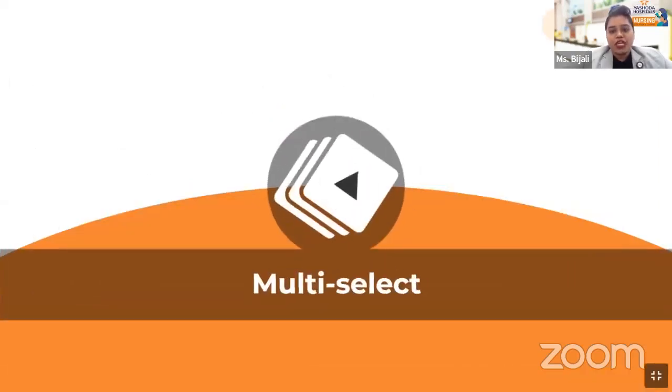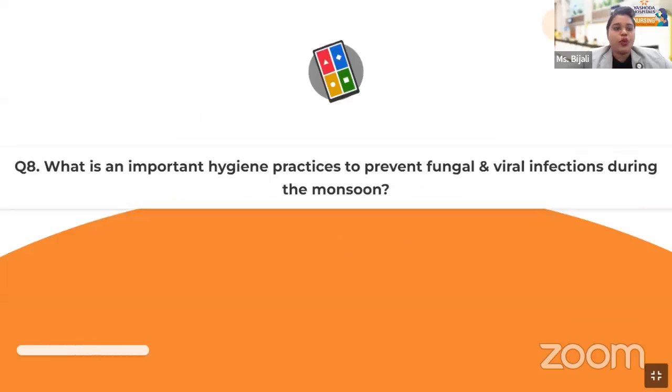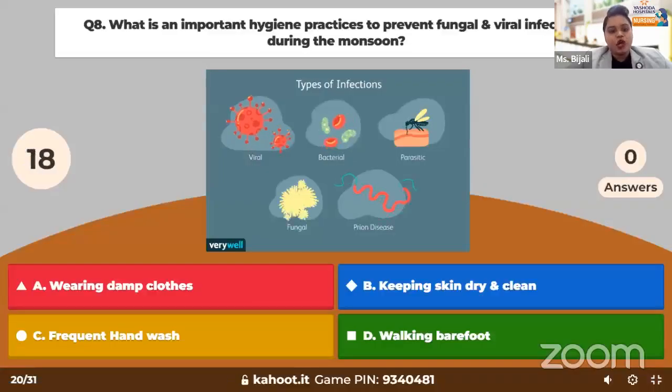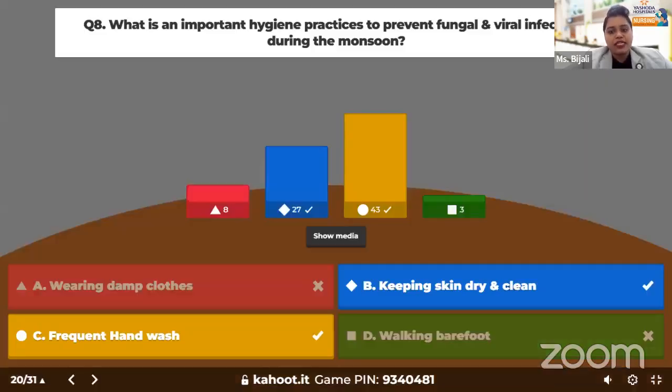So here also we have a quiz that is multi-select. The question is, what are important hygiene practices to prevent fungal and viral infections during the monsoons? Let's see the options. First is wearing damp clothes. Next option is keeping skin dry and clean. Next is frequent hand wash. And next is walking barefoot. Only 15 have answered and 8 seconds are left. So faster fingers win the race. Keep on doing it. And 1 second is left, 36 have answered. So the answer is keeping skin dry and frequent hand wash.